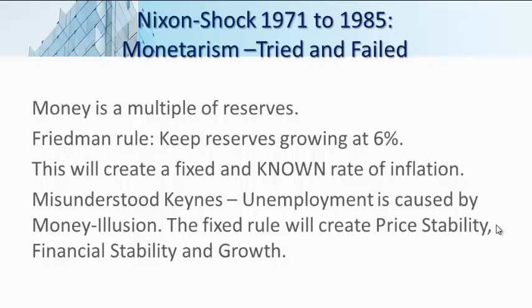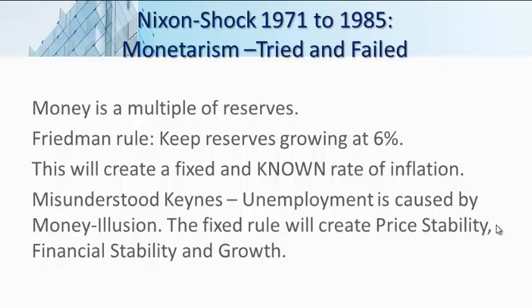So the Friedman rule was that since money is a multiple of reserves, if you just keep the reserves growing at a fixed amount, then first of all, you need to make sure that money grows at least at the rate of growth of the economy. Technically, if the economy is growing at 3% and you grow the money supply at 3%, then you have zero inflation and you have exactly enough money for the needs of the economy. So that would be perfect.